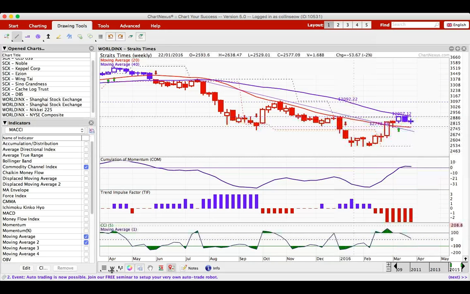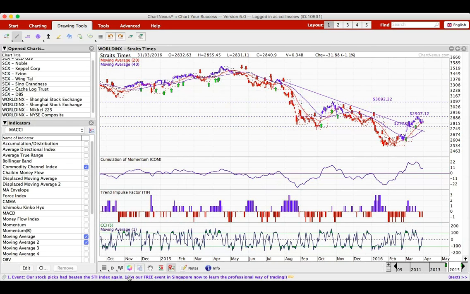On the daily charts, as I mentioned, 2770 is the level to look at. If 2770 gets broken, it also tells you the next wave is coming down. Anything above that is still up on the daily charts.